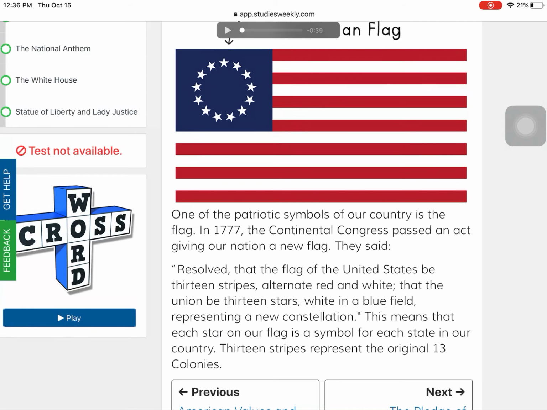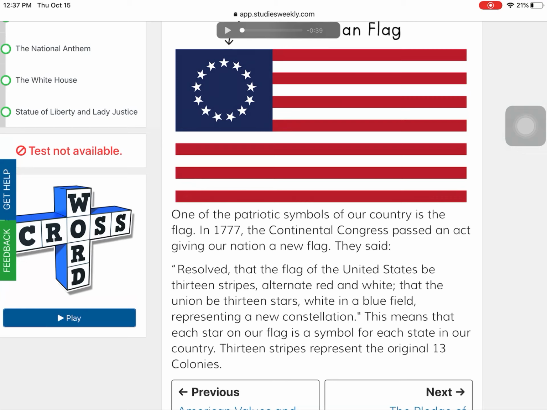Think about what that might mean. What does it mean that a constellation? Do we know what a constellation is? A constellation is what we look at in the sky at night when we see a group of stars together. That could be considered a constellation.